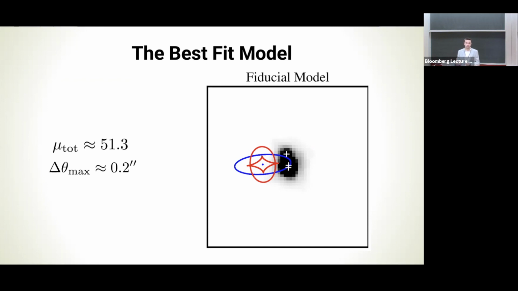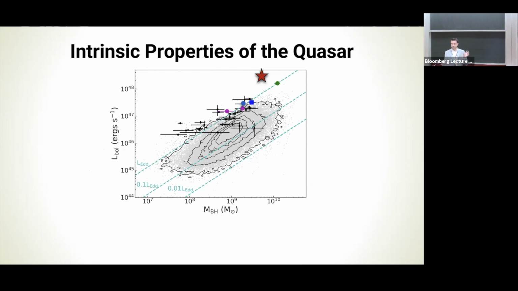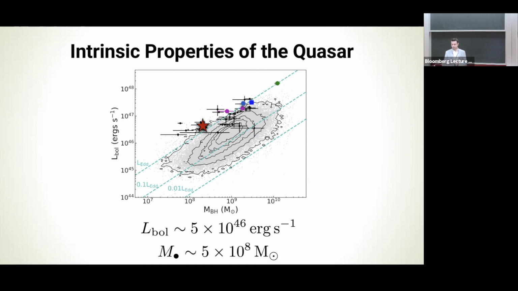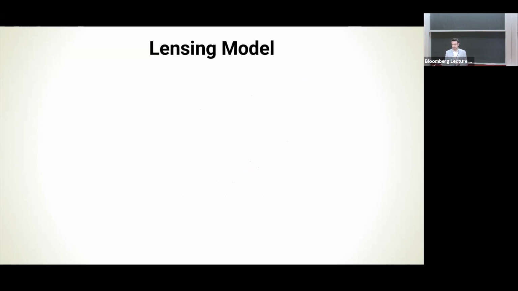And this is what I'm going to tell you in the next few slides. So to answer your questions, if you consider that this source is magnified by a factor of 51, the intrinsic properties of the quasar shift it to a much more common position in the black hole mass versus bolometric luminosity plane, with a bolometric luminosity of 5 × 10^46 erg per second and an estimated black hole mass of about 500 million solar masses. So this quasar is interesting, but it's not as miraculous as it appeared at the beginning.